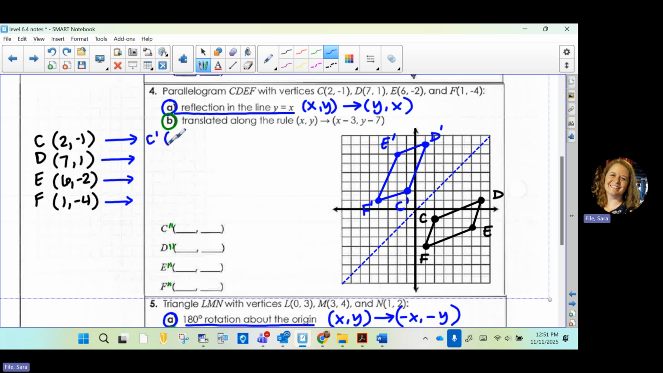C prime just switches to -1, 2. D prime switches to 1, 7. E prime switches to -2, 6.